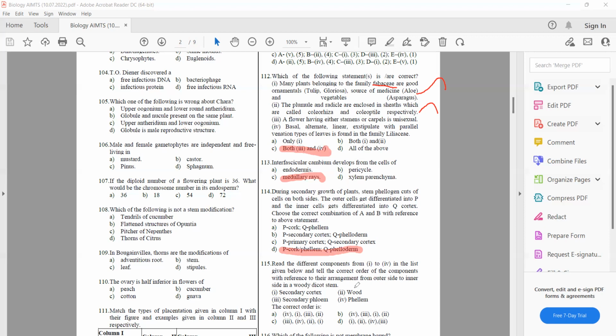115. Read the different components from 1 to 4 in the list given below and tell the correct order of the components with reference to their arrangement from outside to inside. This is also from secondary growth. From outer to inner, the inner region will be wood, since we know it is secondary xylem. The outer region will be cork, so phellem will be the outer region, and after phellem you can see secondary cortex will be there, followed by secondary phloem, and the innermost layer will be wood. This is the order of arrangement from outside to inside.